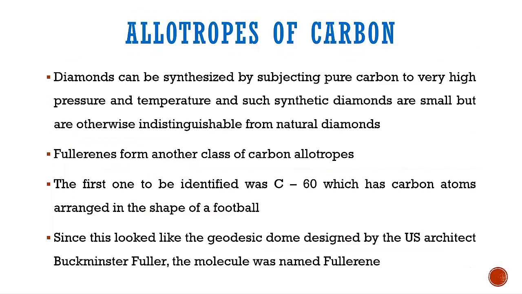So diamond can be synthesized by subjecting pure carbon to very high temperatures and pressures, and such synthetic diamonds are very small in size, but they are indistinguishable. That is, they cannot be differentiated from the original diamonds that we know. Fullerene is another allotrope of carbon. The first one to be identified was C60, which has carbon atoms arranged in the shape of a football. Since this looks like the geodesic dome designed by the US architect Buckminster Fuller, the molecule was named fullerene.